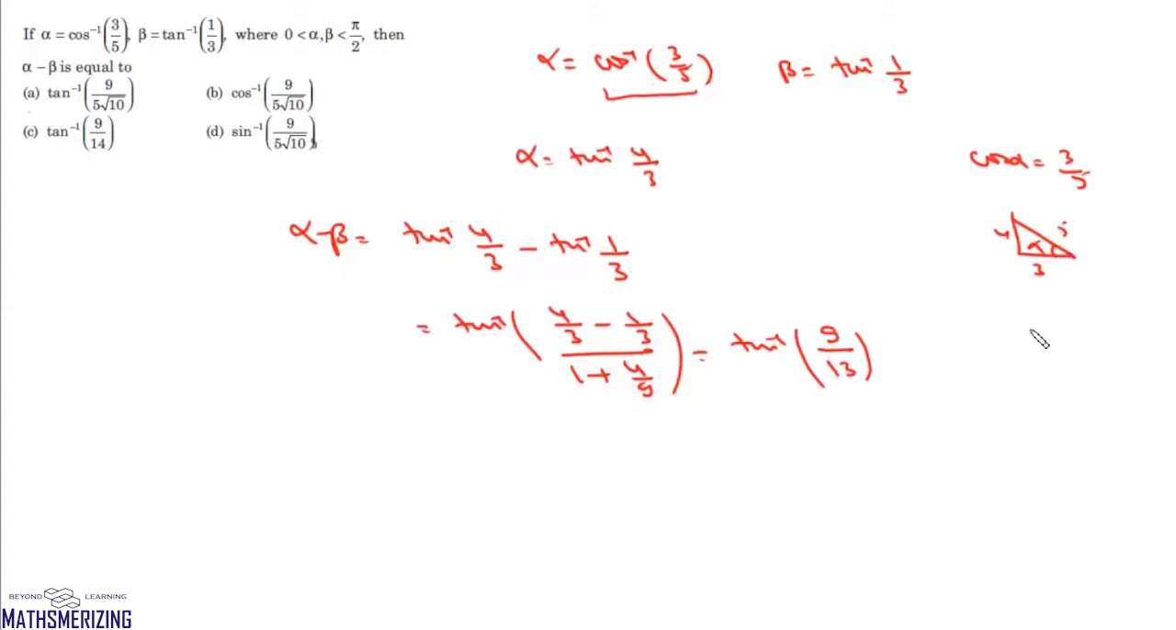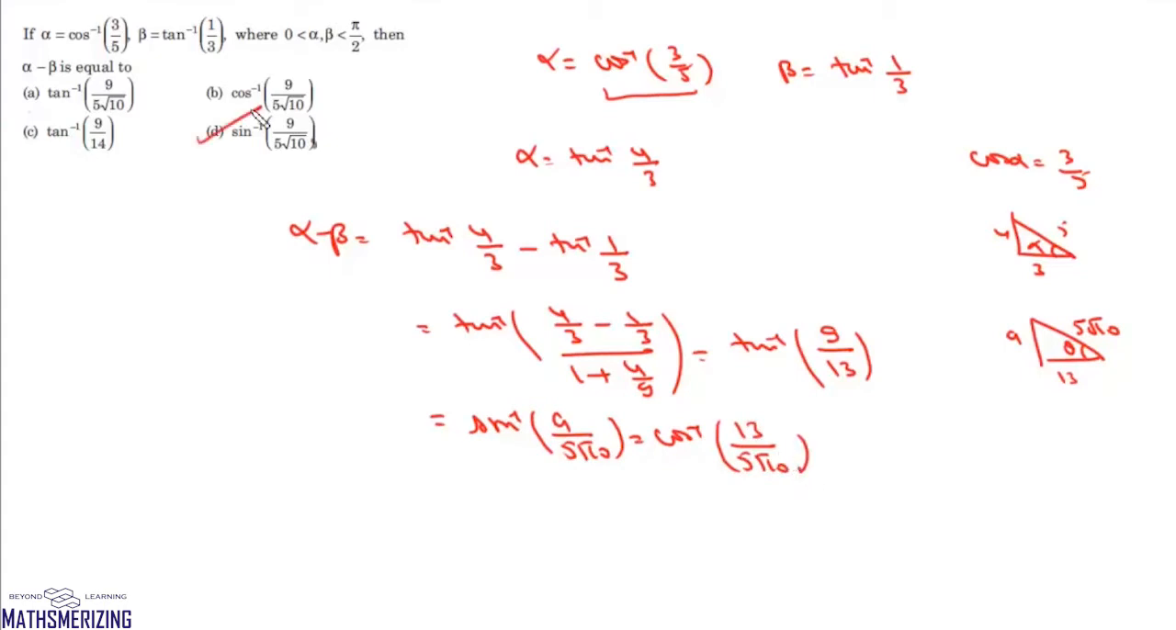So we'll try and change it in terms of sin and cos. So this is, let some angle theta. So this is 9, it is 13, and here it will be under root of 13 square plus 9 square, and it is 5 under root 10. So we can write this as sin inverse of 9 upon 5 root 10, and it will also be equal to cos inverse of 13 upon 5 root 10. And option D matches with it.